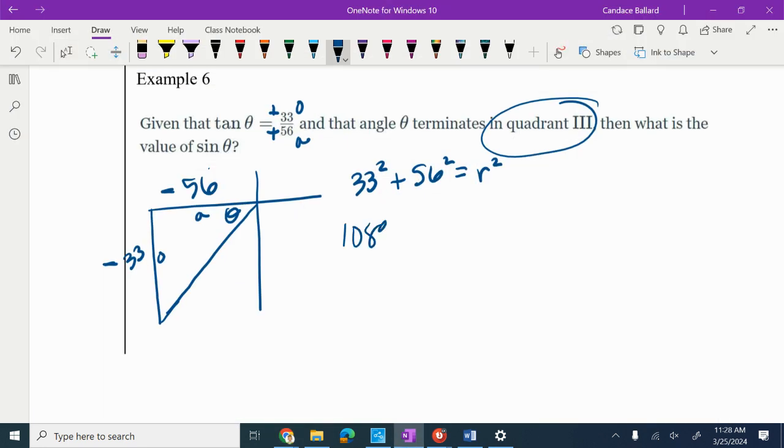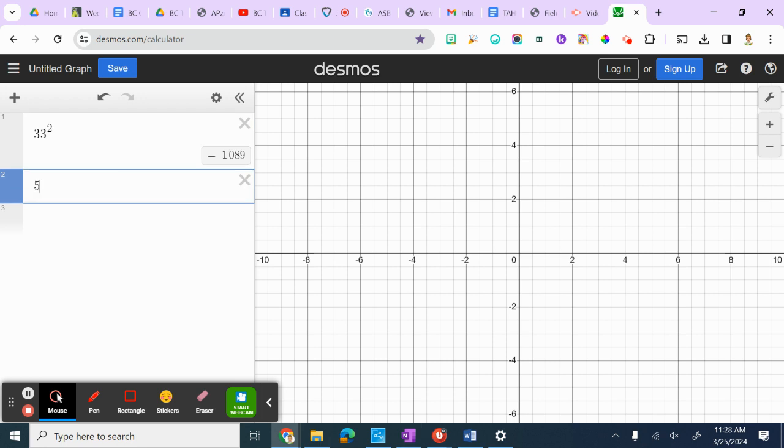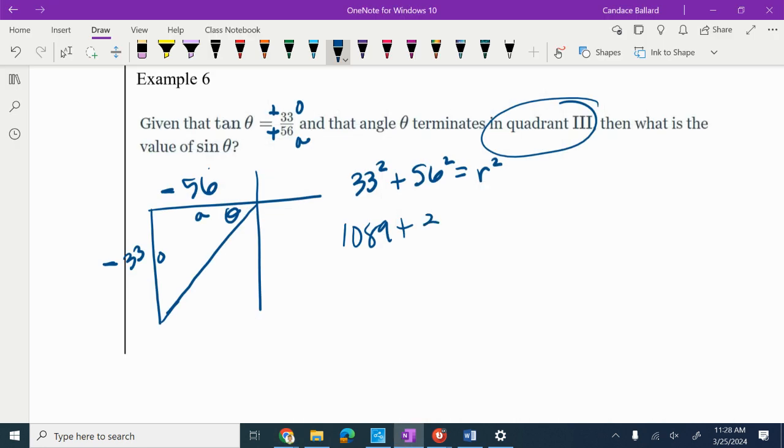1,089. 56 squared. 3,136. Right? Now, you guys, you're in the second semester Algebra 2 and Trig. This is the advanced class. Do I really have to write that down?